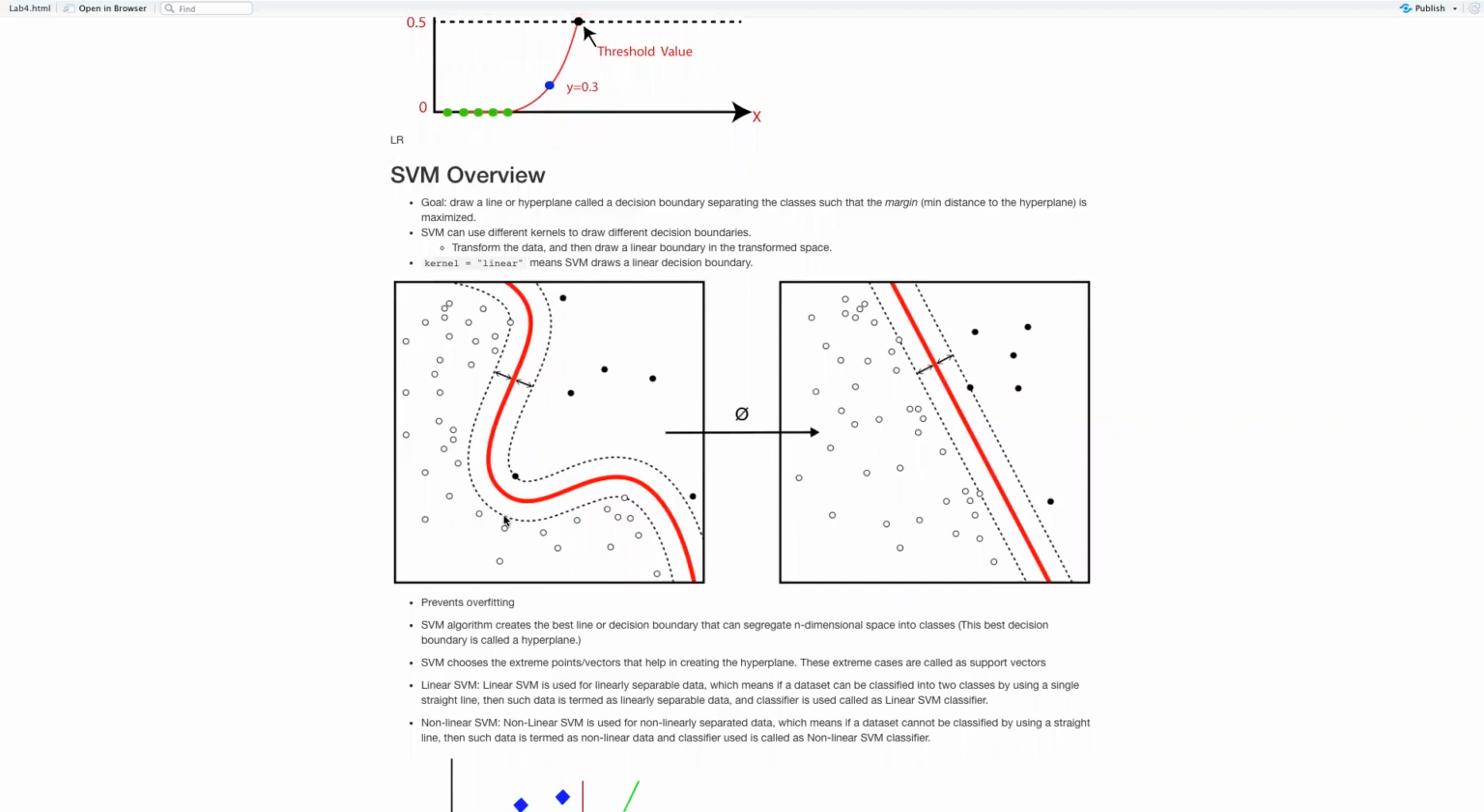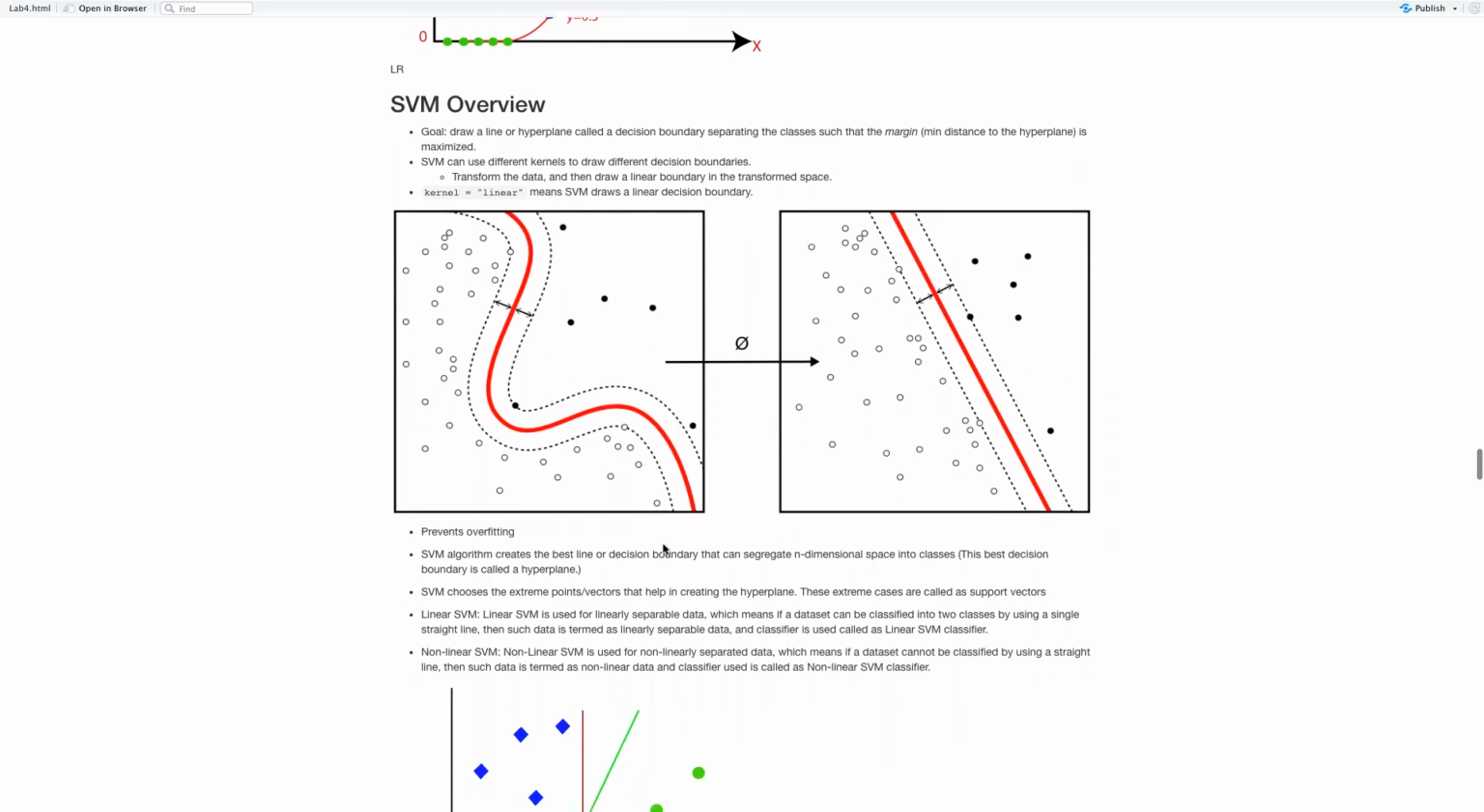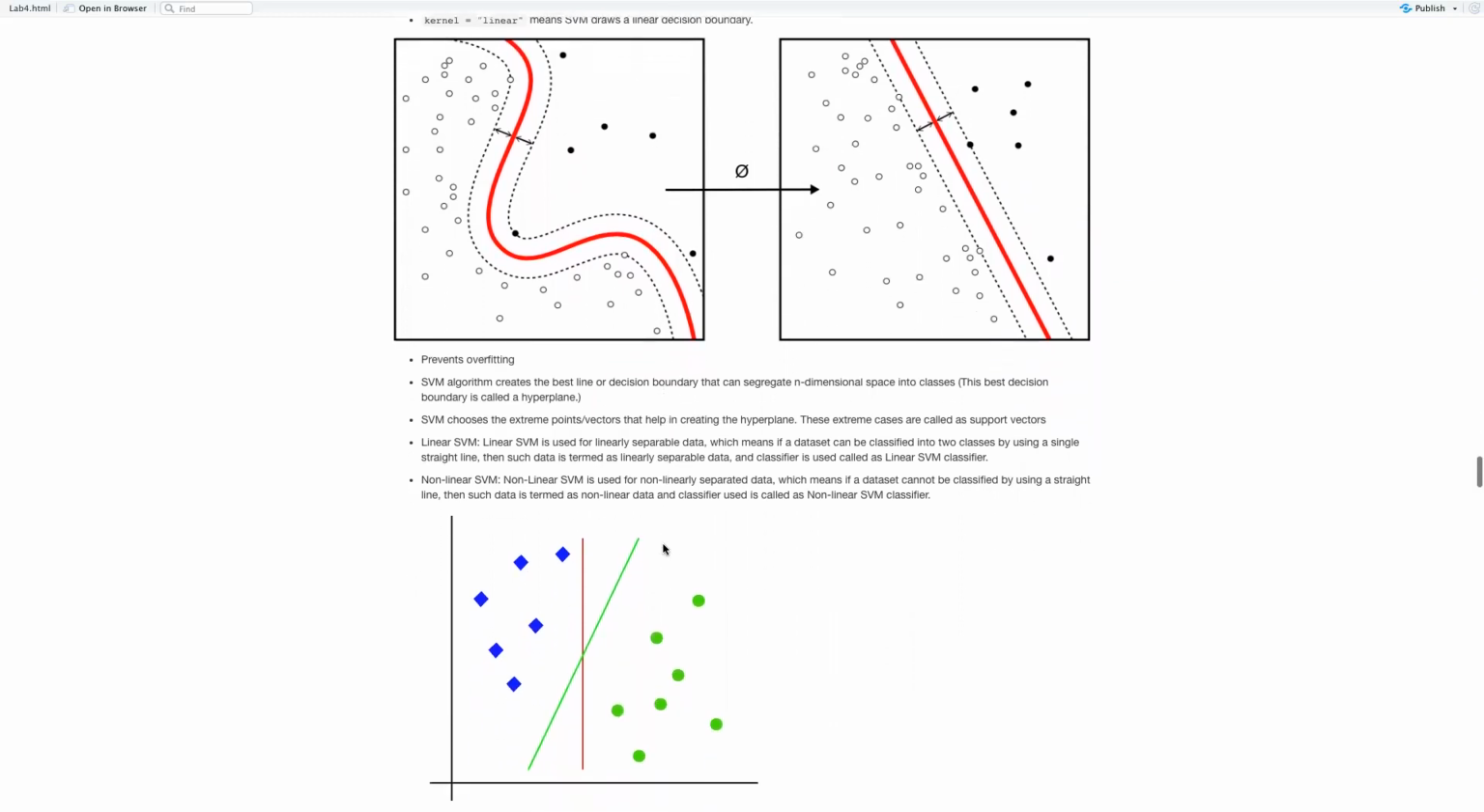SVM can use different kernels to draw different decision boundaries. So we transform the data and then draw a linear boundary, and transform the space like this one, from this one to this one. It prevents overfitting.